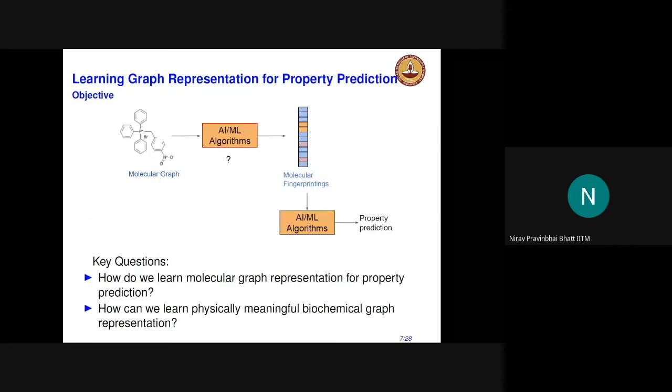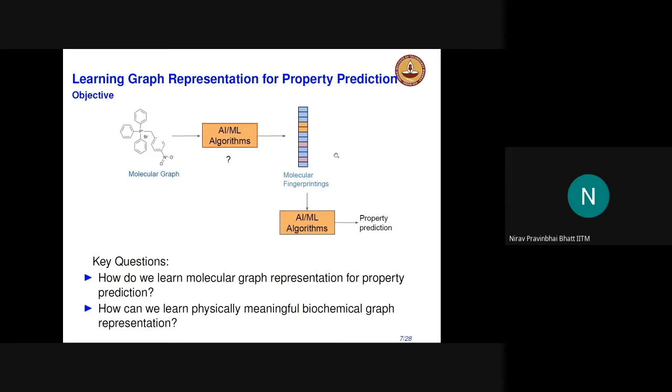For the first problem, the objective is very simple. Can we start with a molecular graph and learn molecular fingerprints using some AI ML algorithms? Earlier, people have used simple algorithms, and they helped, but still not adequately. In the last 4-5 years, this area has become more interesting after deep learning came into play, and interesting algorithms have been developed in the last 2 to 3 years to represent a molecular graph in terms of molecular fingerprints.